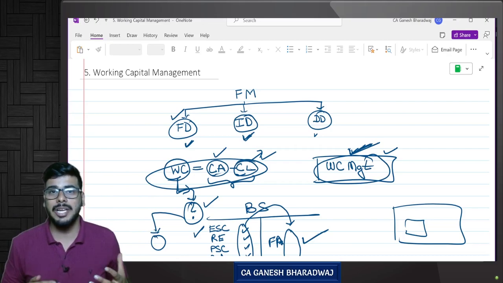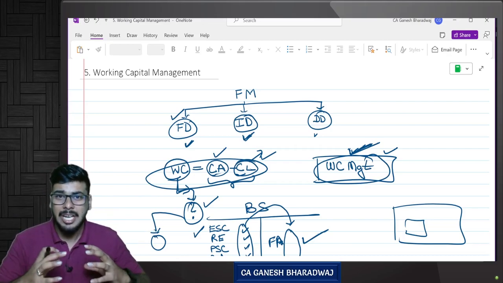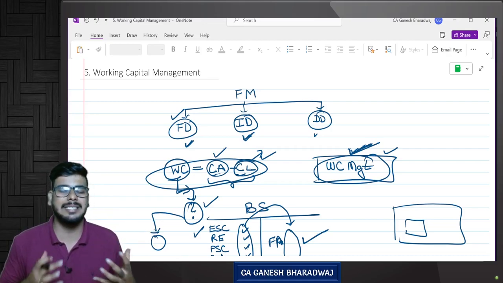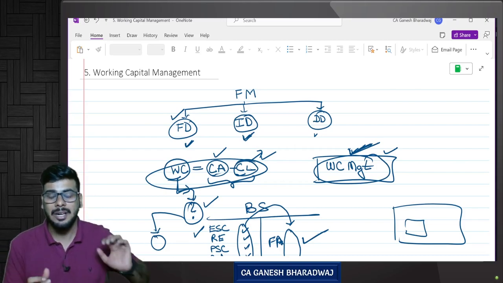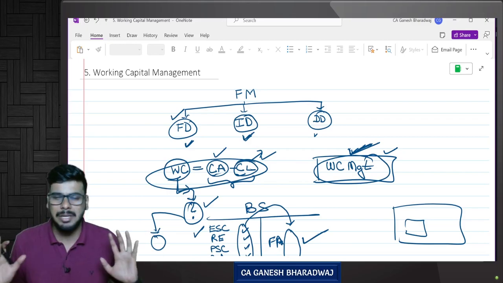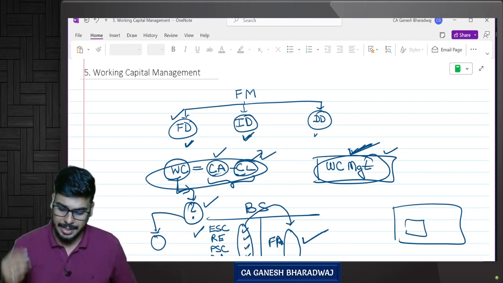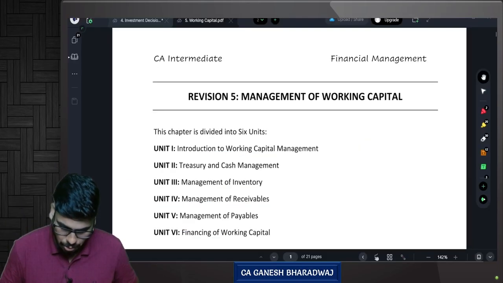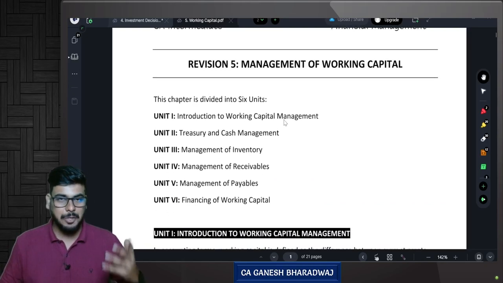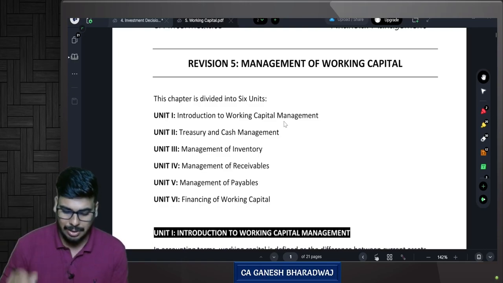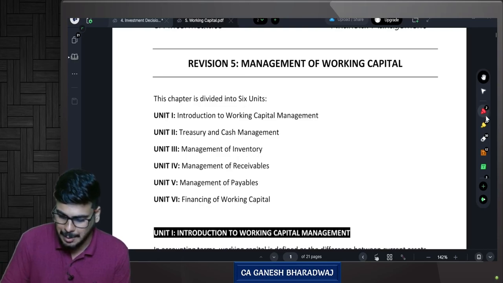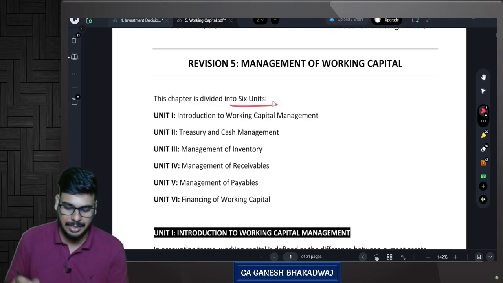But the only issue here is we are talking about current assets and current liabilities, so it is slightly different from what we saw in our capital budgeting and all. Are you clear with this? Yes. So now let us go to this particular area: management of working capital. In our study material, generally this chapter gets tested for 10 marks. This chapter is divided into 6 units as per our ICAI study materials.